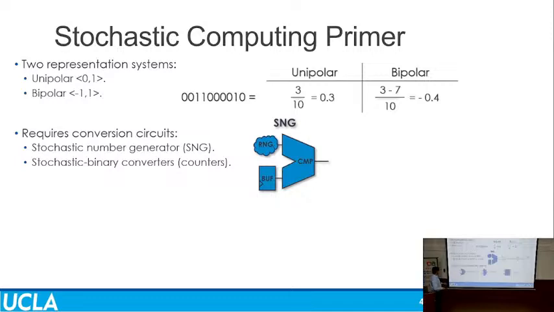Addition, there are a couple of different ways of doing it. The most common accurate way is putting a multiplexer. Now, the problem with a multiplexer is it does a scaled addition. So as a result, if your stream length remains fixed, you essentially get an underflow problem very quickly.